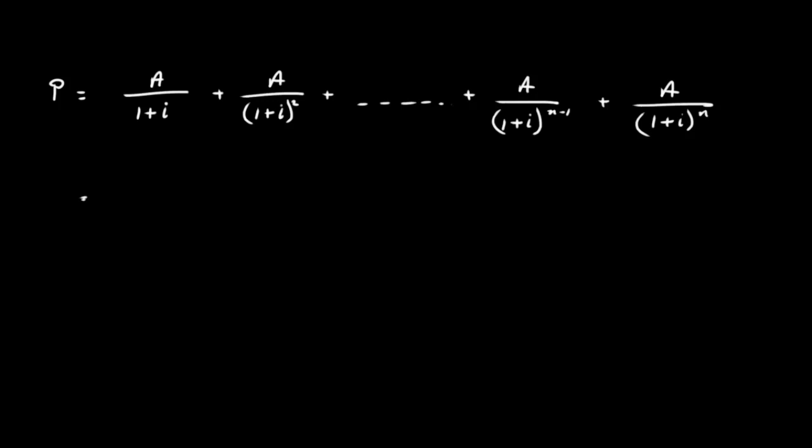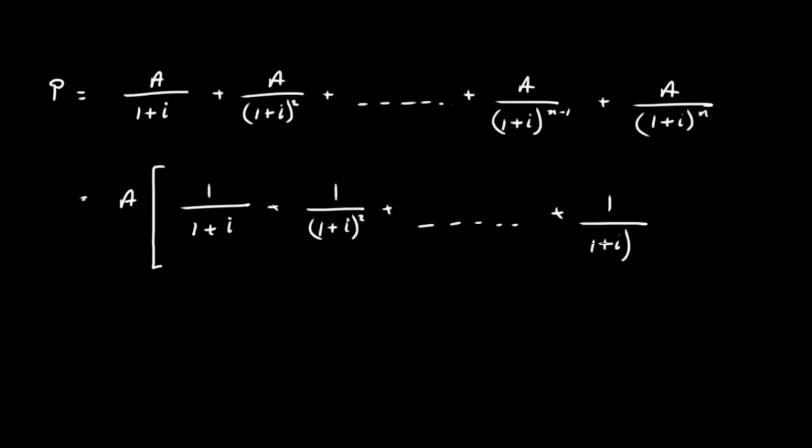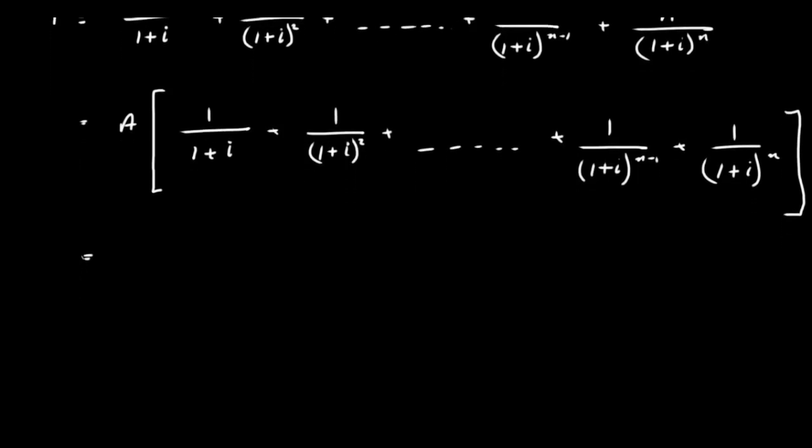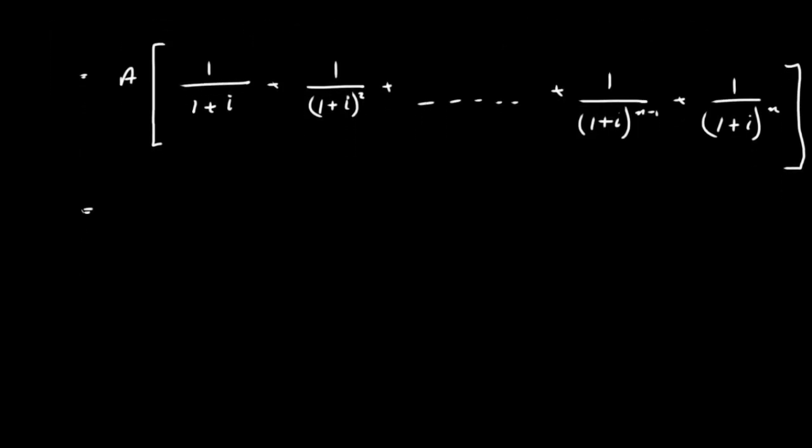What I'm going to do next is, you can see each of these terms out along here has an A, so I'm going to factorize that out. So I'm left inside here with 1 over 1 plus I plus 1 over 1 plus I squared, and so on. And then out here I've got 1 over 1 plus I to the power of n minus 1, plus finally then I've got 1 over 1 plus I to the power of n. Okay, so you can probably spot here that we have a geometric series within the square brackets.